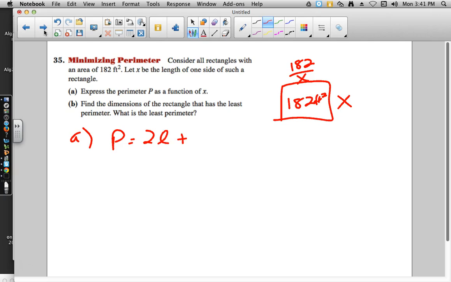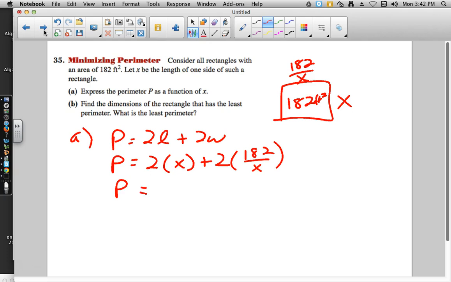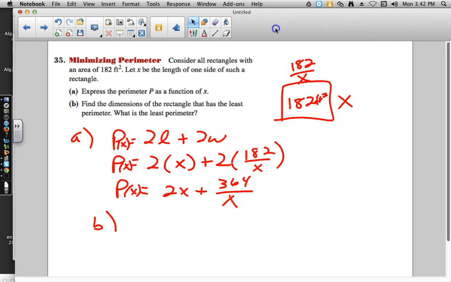Perimeter of a rectangle is 2 times the length plus 2 times the width. That's going to be 2 times x plus 2 times 182 over x. Well, that makes the perimeter equal to 2x plus 364 over x. So there's our expression. Probably want to make this p of x so that we're using function notation as we go through that. And then B says, find the dimensions of the rectangle that has the least perimeter. What is the least perimeter? So we're going to want to graph this and find that minimum.